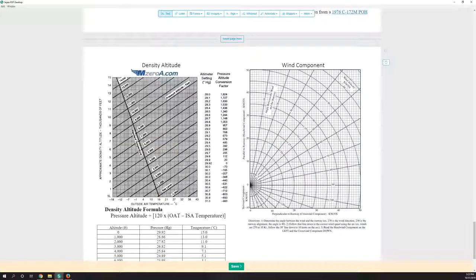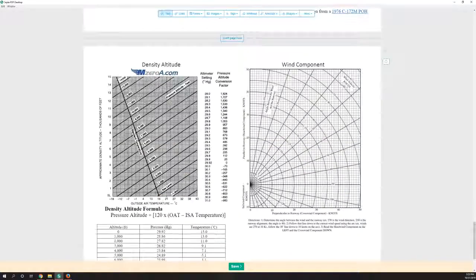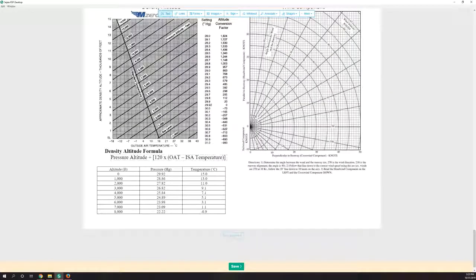Density altitude chart. So we can use a chart or a formula to figure out our density altitude. The density altitude formula is going to be pressure altitude plus 120 times outside air temperature minus standard temperature. I have a standard temperature column right here, but also the time, fuel, and distance to climb chart had it for you as well.